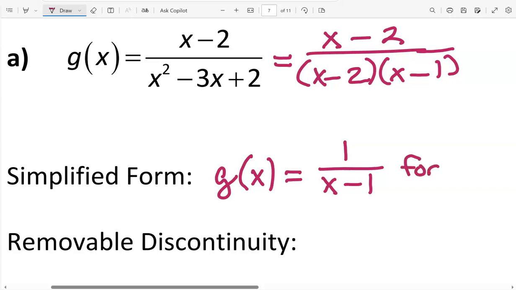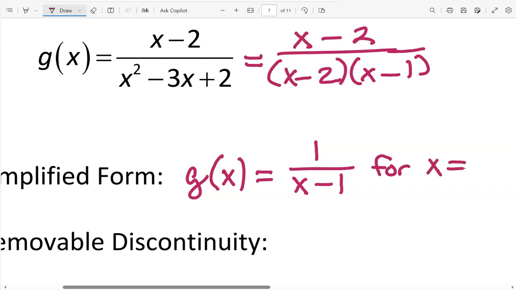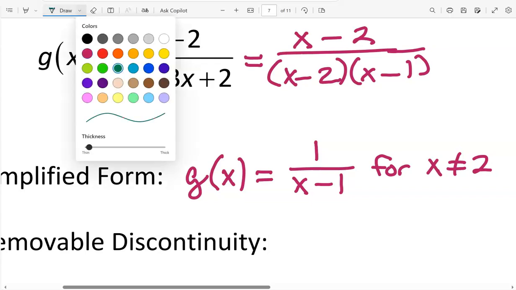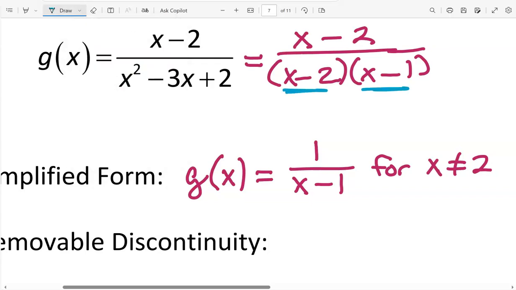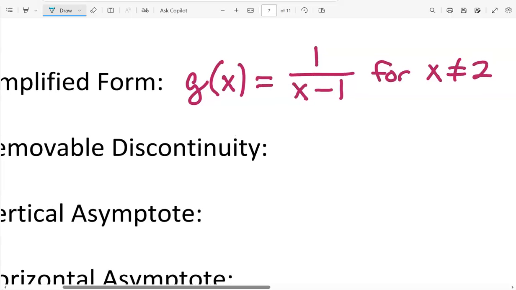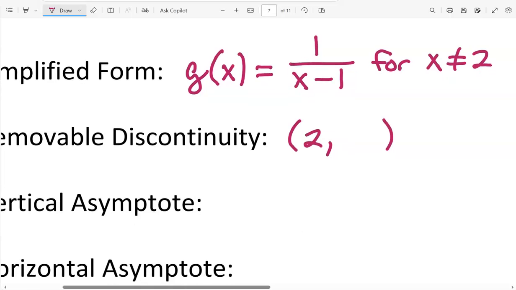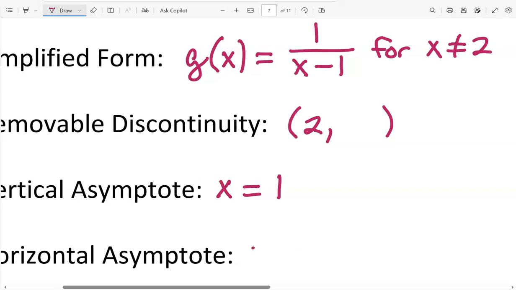But now we have to state explicitly that x cannot be 2 because it's not obvious by looking at the function at this point. In the original function, x was not allowed to be 2, and x was not allowed to be 1. So there's our simplified form. And then we are going to have a removable discontinuity at x equals 2. We'll figure out what the y value is for that removable discontinuity in just a moment. If we look at g of x equals 1 over x minus 1, that's a translation right 1, so there will be a vertical asymptote at x equals 1. There is no translation up, so the horizontal asymptote will be y equals 0.